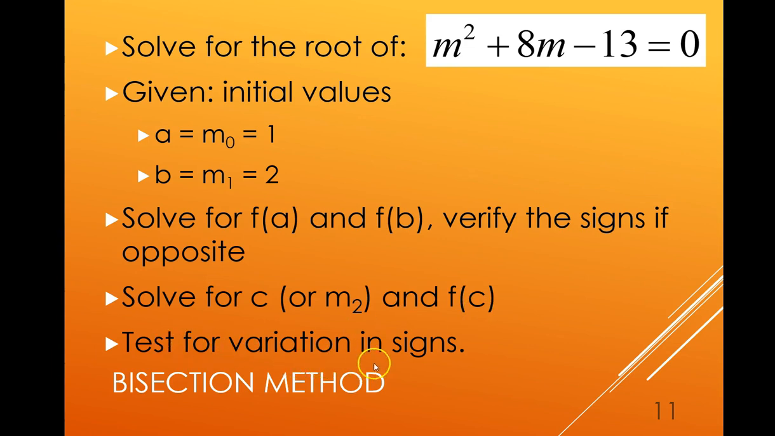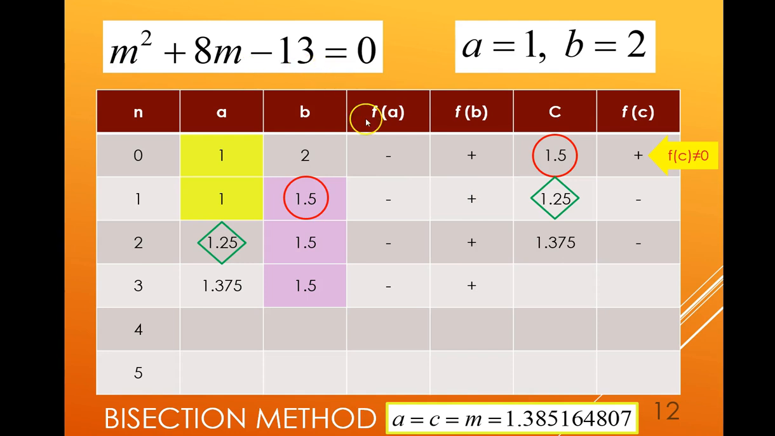And then test for the variations in signs. So given this function, and then the trial a1 and b1, you might ask, why is it that there are no values here? The values of function A, function B, and function C are not important. What's important here are the changes in signs. So after plugging in A in this function, so 1 plus 8, 9 minus 13, that means it's negative. That's why you have a negative sign here. And then if you plug in 2 here, you'll get a positive sign.